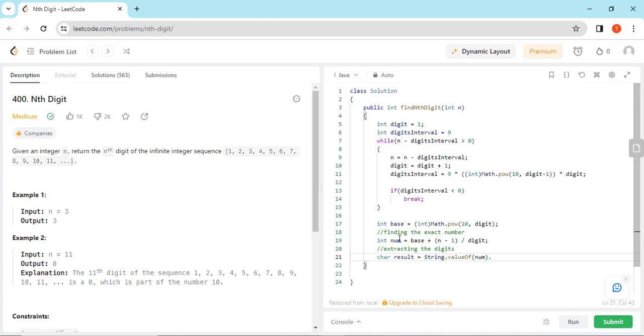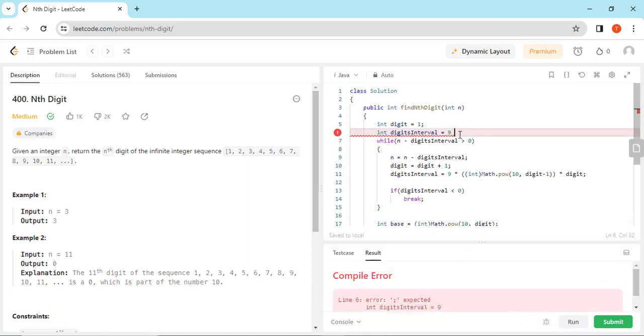In this string, I have to find the character. So the character can be found by the method charAt of n minus 1 modulus digit. That's all. Now the exact character will be stored in the variable result. Now I have to return an integer value because the return type is integer. For that, return the character which we have got, result minus the character 0, will give me the exact answer. That's it. Let's run the code now.